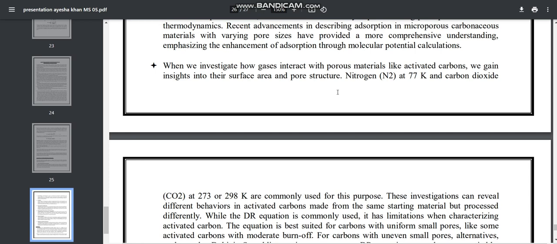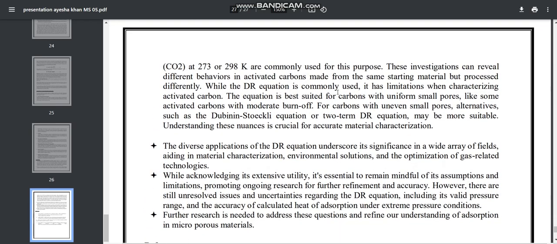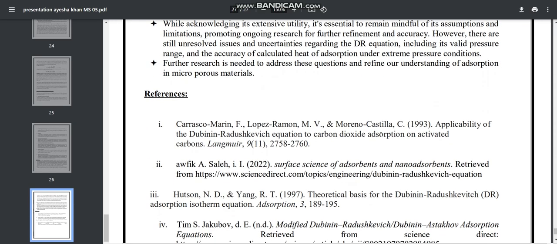The DR equation finds applications in various fields, from material characterization to environmental solutions and gas-related technology optimization. Despite all its utilities, it is important to consider its assumptions and limitations, encouraging ongoing research for refinement. However, uncertainties including the valid pressure range and accuracy under extreme conditions still exist. Further research is needed to address these questions and improve our understanding of adsorption in microporous materials. Lastly, we will have the conclusion and the references.